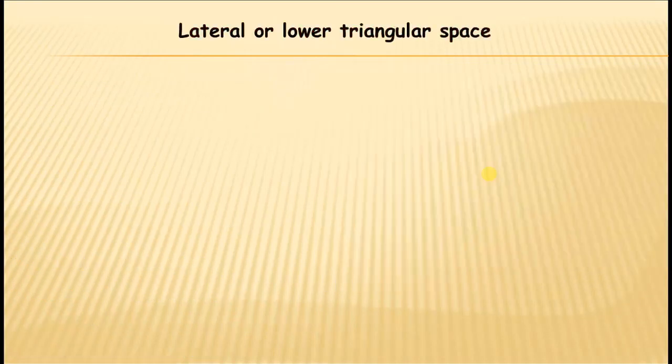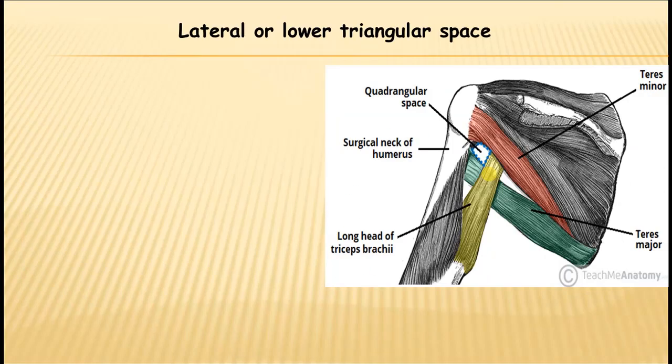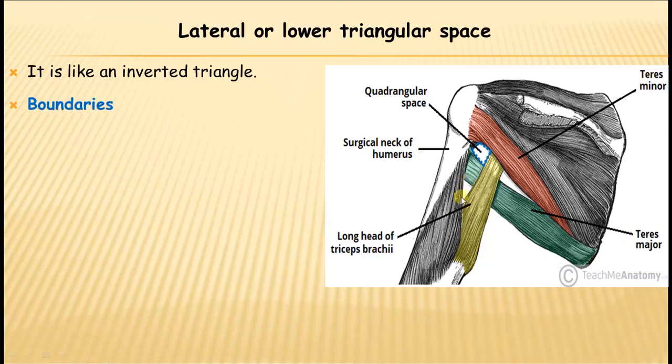Next, we will be discussing about the lower triangular space. So here, the lower triangular space, here you are able to see, it looks like an inverted triangle, apex directed below and the base directed above. So the boundaries of the lower triangular space, medially long head of triceps. So you are able to see the long head of triceps. It is on its way to join with the medial head of triceps.